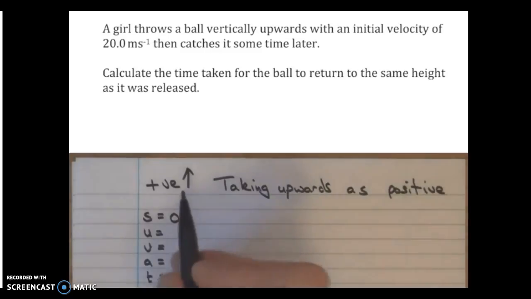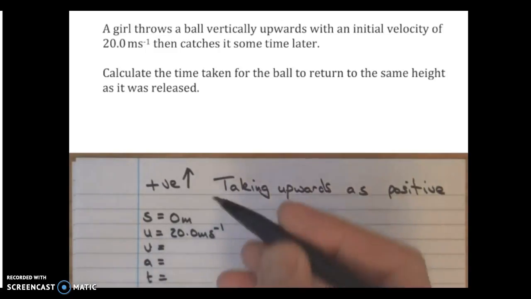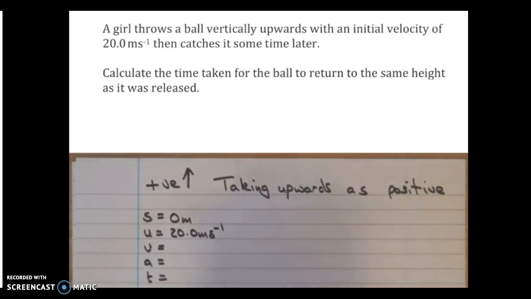Once again, using the sign convention that anything moving upwards is positive, initial velocity would be plus 20 meters per second. And of course that then means that final velocity v, since the ball's moving downwards when it's at the same height, then of course we're assuming at this point that the air resistance is negligible. It has no effect. So coming back to the same height, final velocity would be negative 20 meters per second.